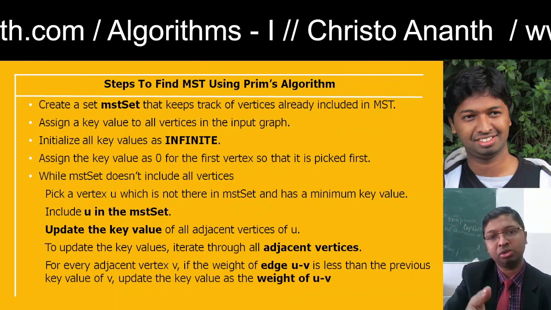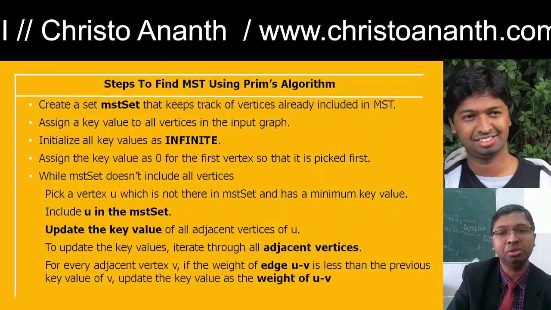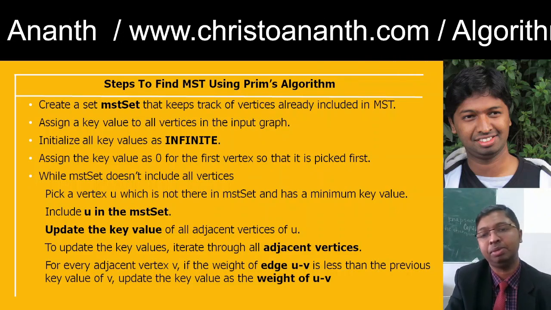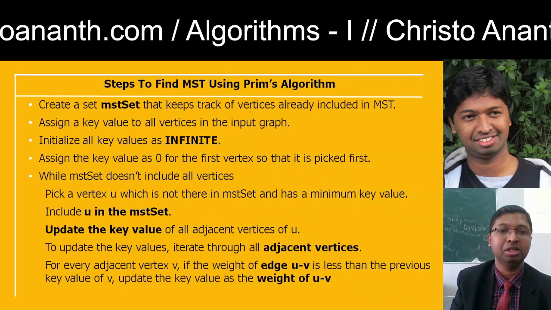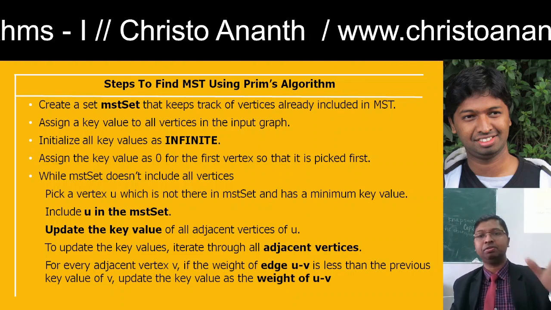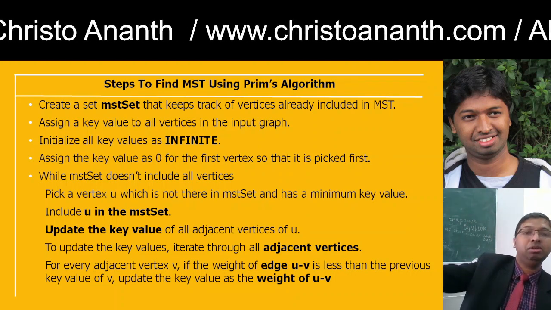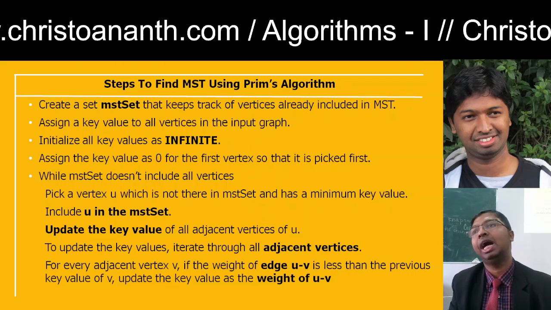If the MST set doesn't include all the vertices, then pick another vertex u which is not in the MST set and has a minimum key value. Include u in the MST set. First you included the first vertex, then you include u in the MST set, and you update the key values, especially for the adjacent vertices.